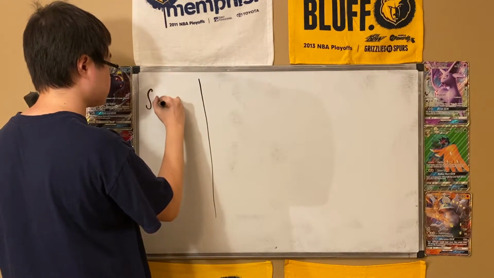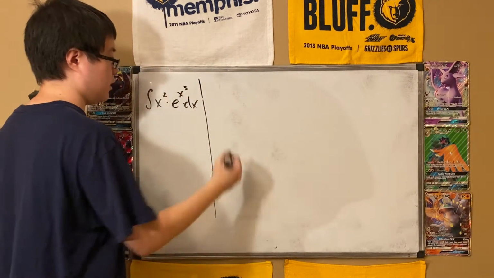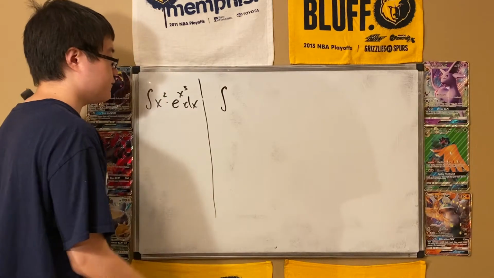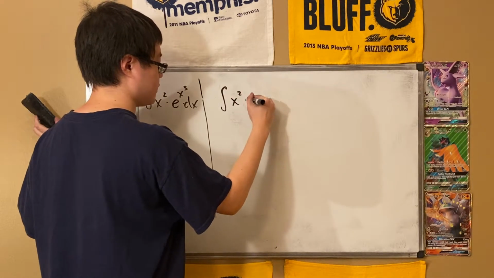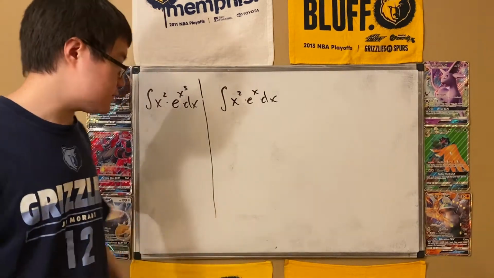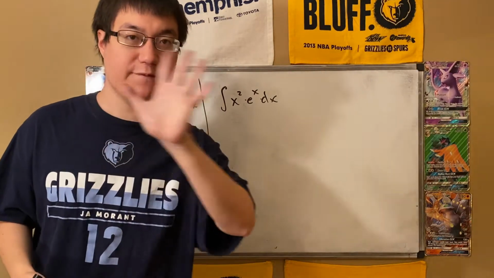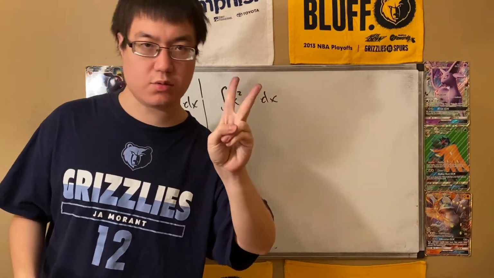Let's do the integral of x squared times e to the x cubed dx, and then I'm gonna do the integral of just x squared e to the x. So again, two integrals that look very, very similar, but they're done very, very differently. Pause the video for 5 seconds. 5, 4, 3, 2, 1.